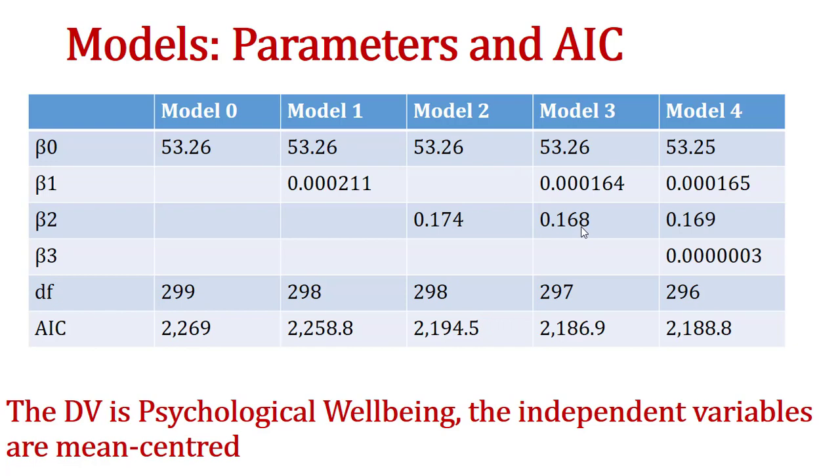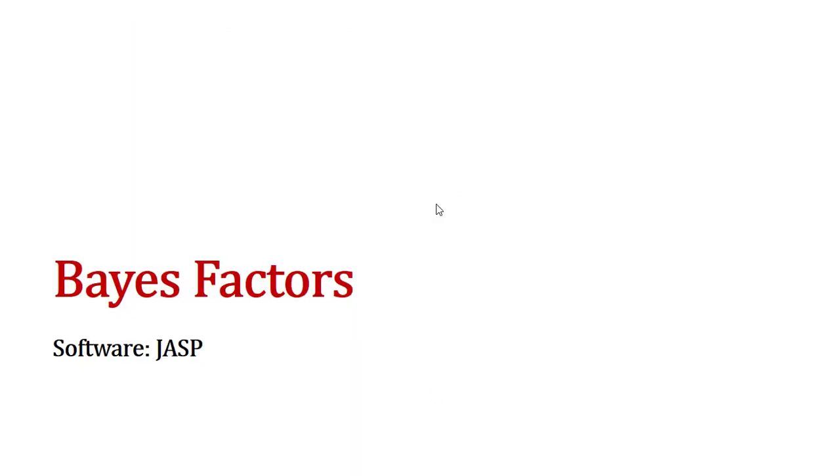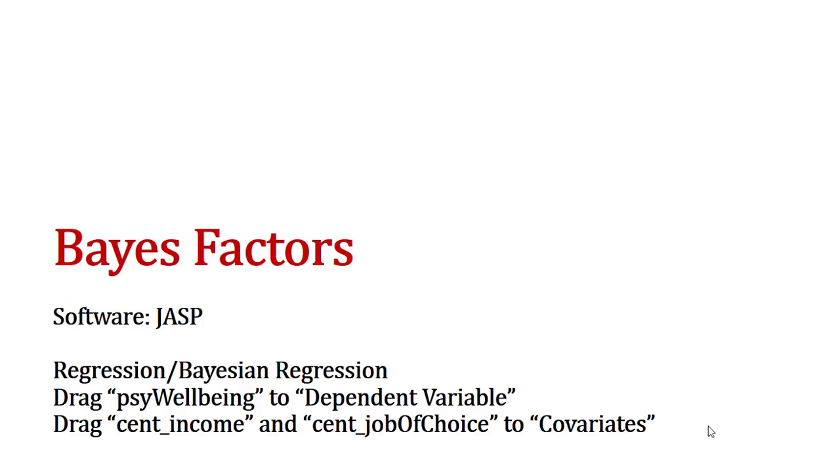Okay, so that's the maximum likelihood approach. Now let's move on to the Bayesian model comparison. So we are going to use the Bayes factors, and the software is JASP. Okay, so let's go to JASP.